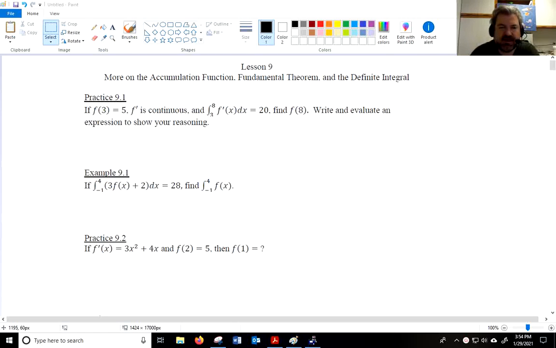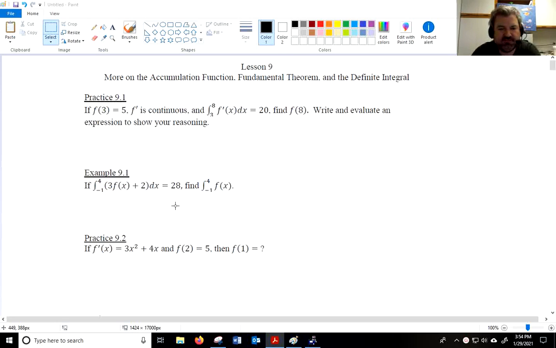All right, welcome back. This is our last lesson, if you can believe that, in Unit 7 of AP Calculus. Unit 7 is all about introducing you to the definite integral and the indefinite integral and the fundamental theorem of calculus that links the two together. Let's start with this practice problem, and we'll see how you do.